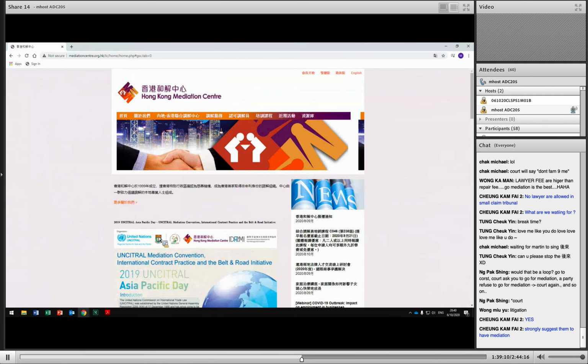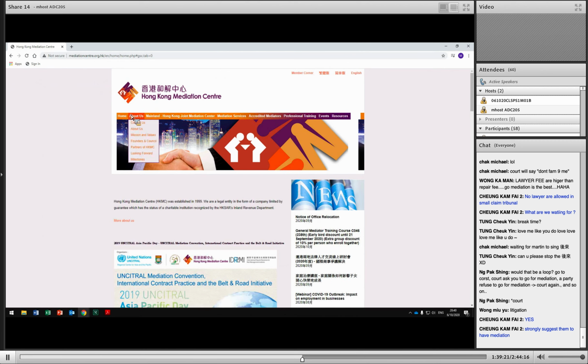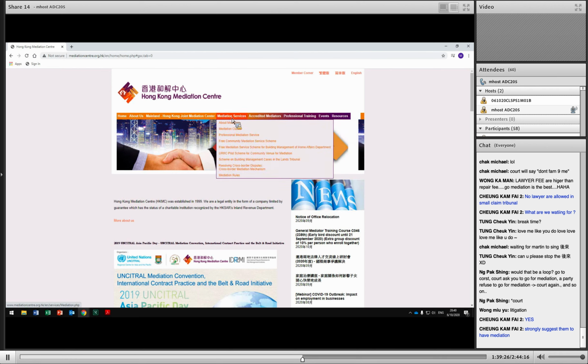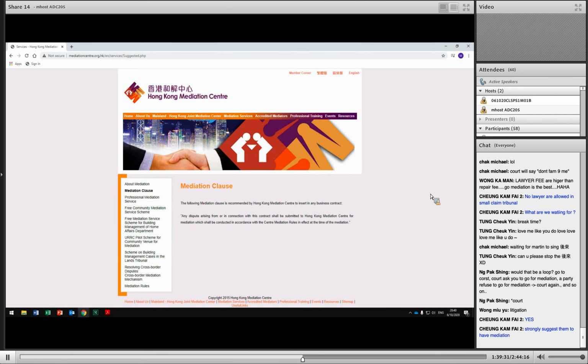Now we may go to the website of a center called Hong Kong Mediation Center. I think they have the English version. So we go to the English version. Right? They have a lot of services, mainly mediation service. You can see the mediation clause. So you can insert this mediation clause in any agreement with the other party, for example, in an employment agreement, agency agreement, etc. Okay. So you are most welcome to use this standard mediation clause.